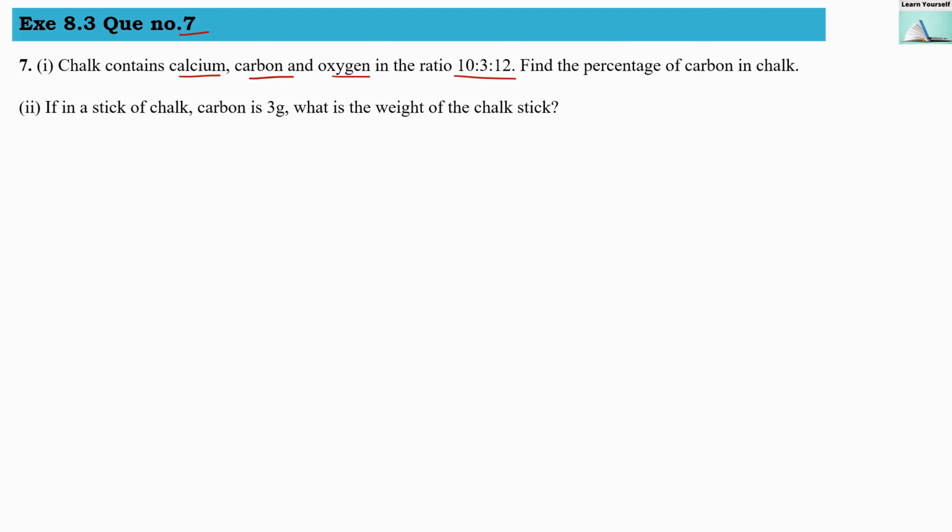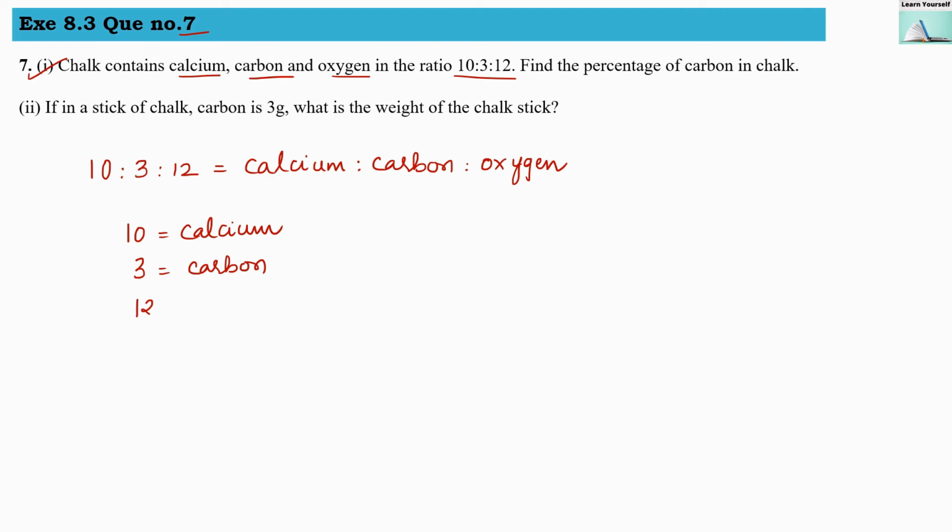So let us answer the first question. We have 10:3:12. This ratio is for calcium, carbon and oxygen. This means there are 10 parts of calcium and 12 parts of oxygen in the chalk stick. Now we have to find out the percentage of carbon in the chalk stick. So let us first find the total parts: 10 plus 3 plus 12. So we get a total of 25 parts.